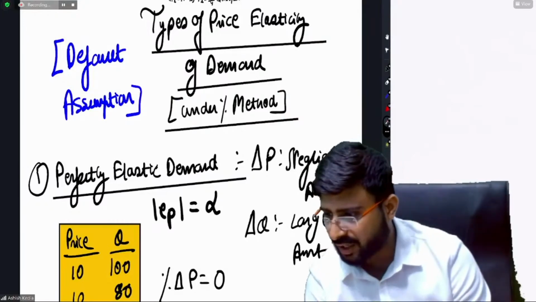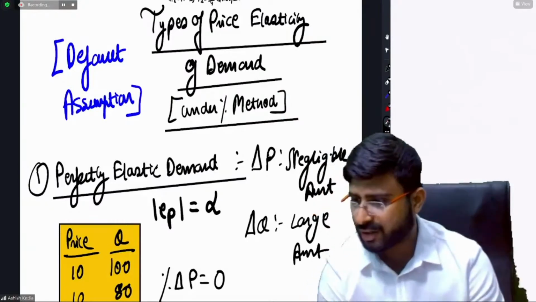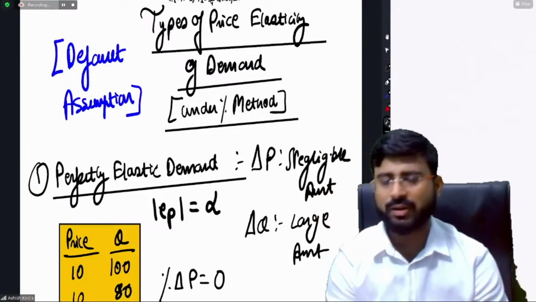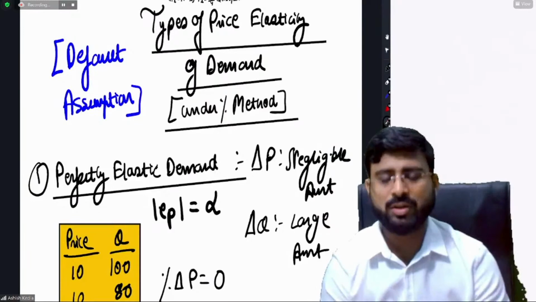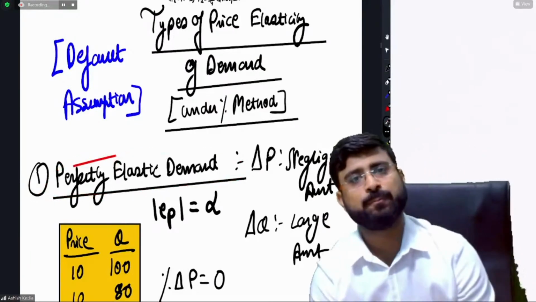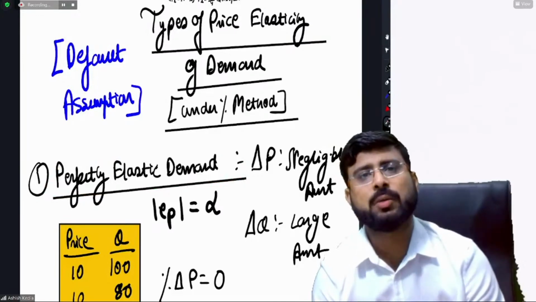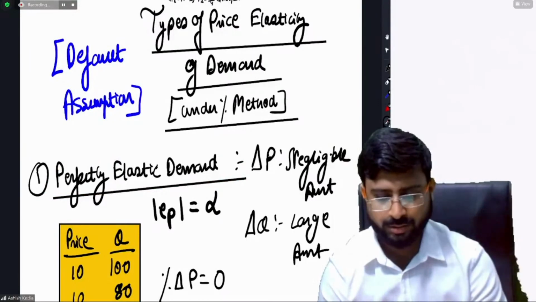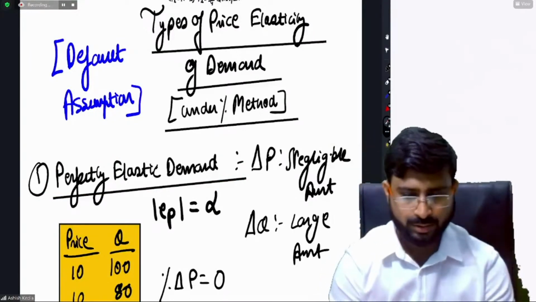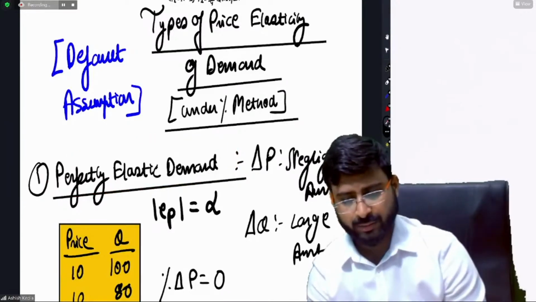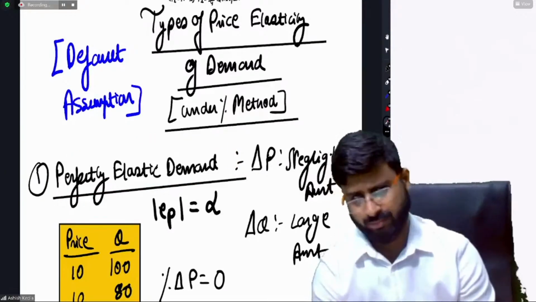Okay, Varun, your answer is correct. Asha, your answer is correct. Aniket, very good. Okay, Nikita, very good. So now everyone, having said this, now we talk about perfectly elastic demand. Perfectly elastic demand. Friends, what does it mean?